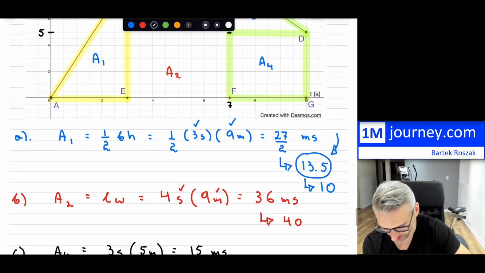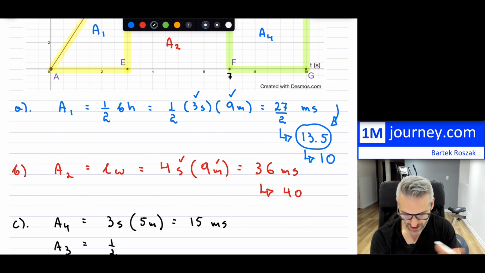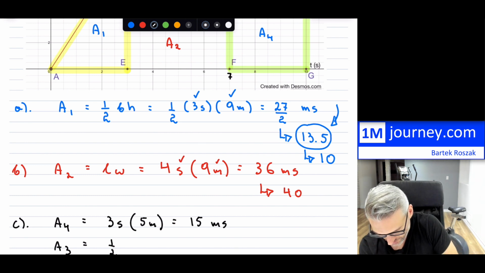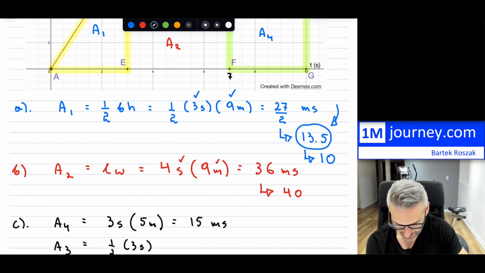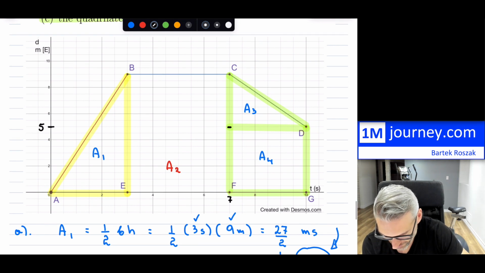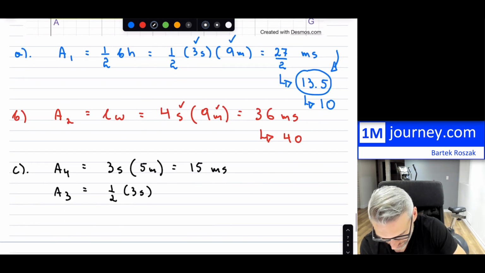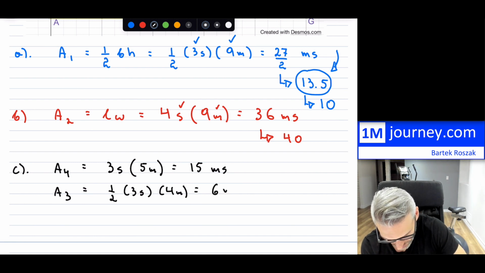Well, it's a triangle, so this is going to be 1/2. Now, the base actually is the same thing, so it's going to be still 3 seconds. So that's the same kind of base that you have. Now, the height is going to be from 5 to 9. So that means it's 4, because it's 9 minus 5. And that's going to be 12, and then 12 divided by 2 is just 6.